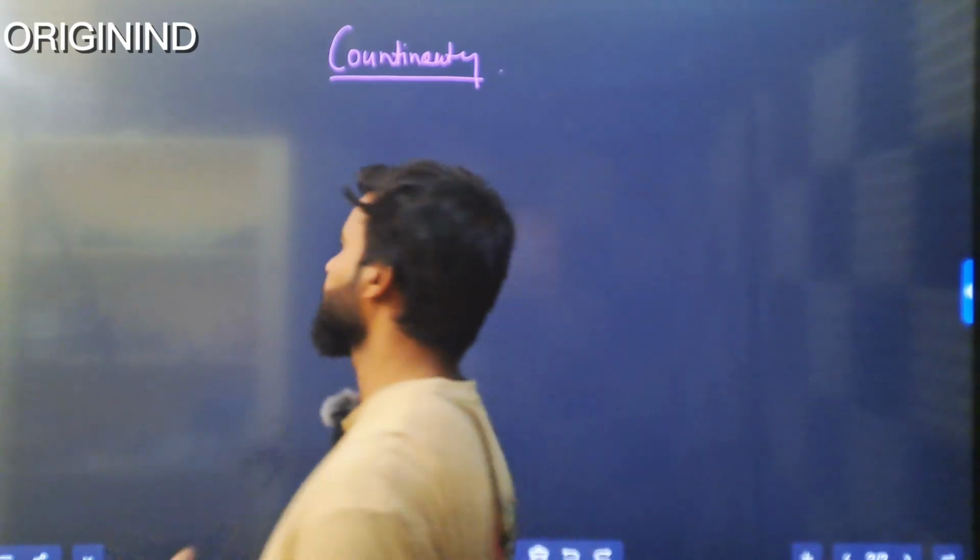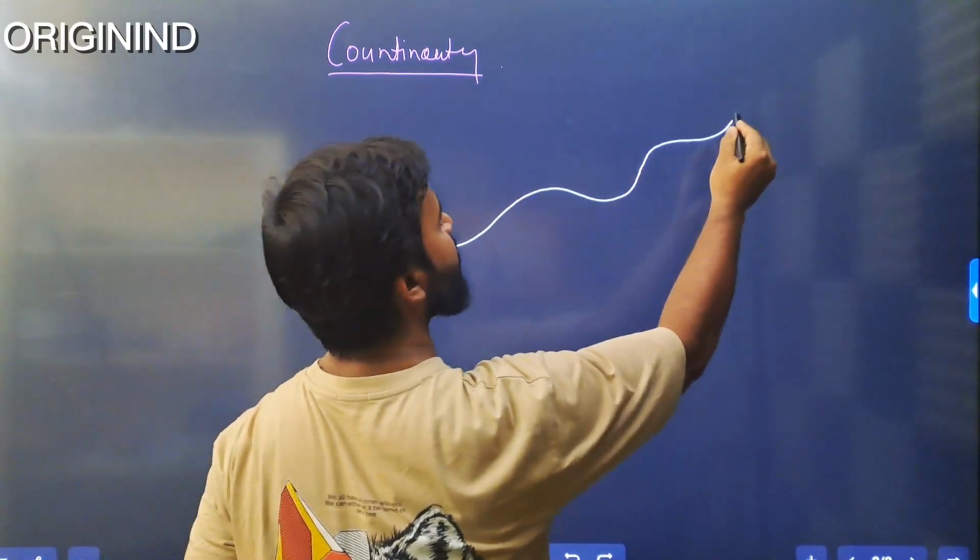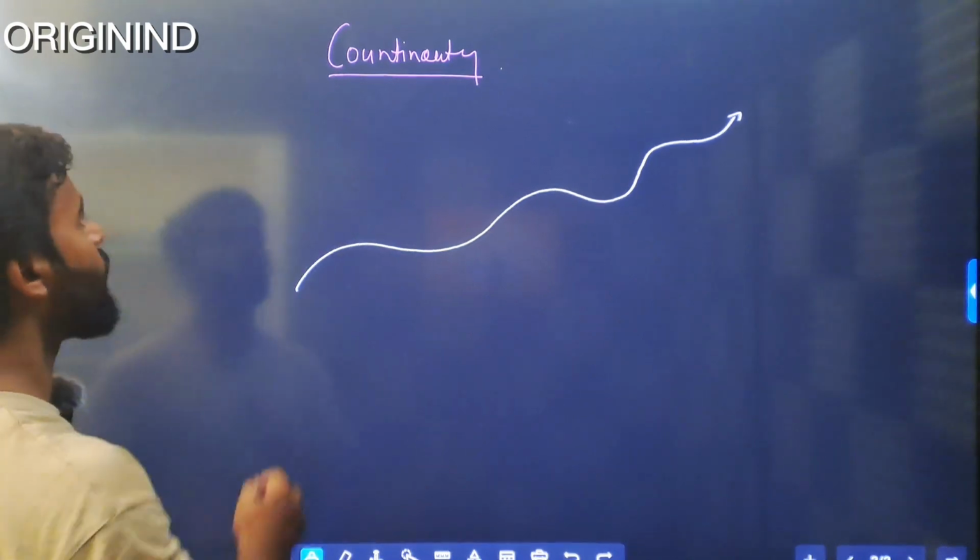So guys, continuity is a good chapter, the first chapter of calculus in 12th, and one most important point: continuity is the best topic for understanding differentiation and many more. So guys, continuity means when a function is continuous, just like this. Okay.